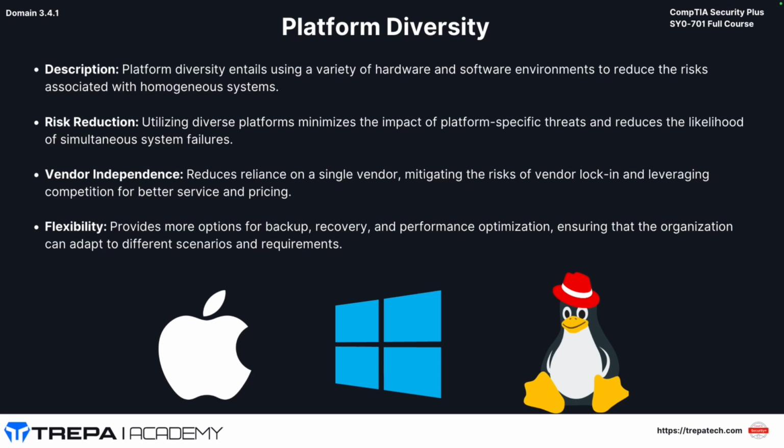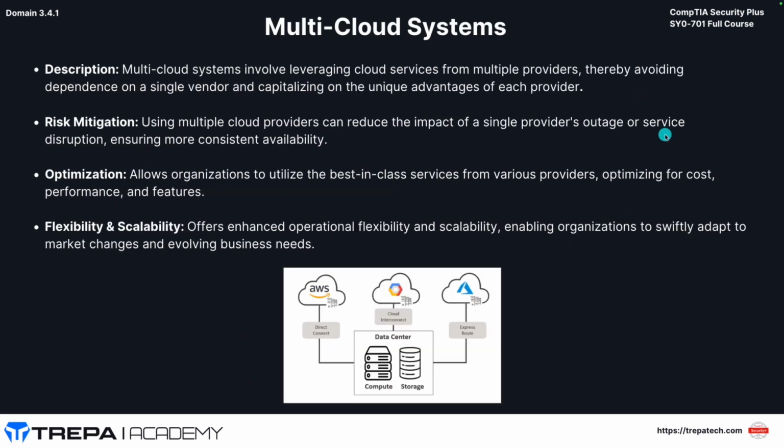Maybe it can reduce our attack surface. Sometimes it increases it, but it can give us the ability to say, if there's a major outage on AWS but we also host in Azure, guess what? Those Azure-hosted services are up. So utilizing diverse platforms minimizes the impact of platform-specific threats and reduces the likelihood of simultaneous system failures. And you have that vendor independence. You don't have that vendor lock-in.